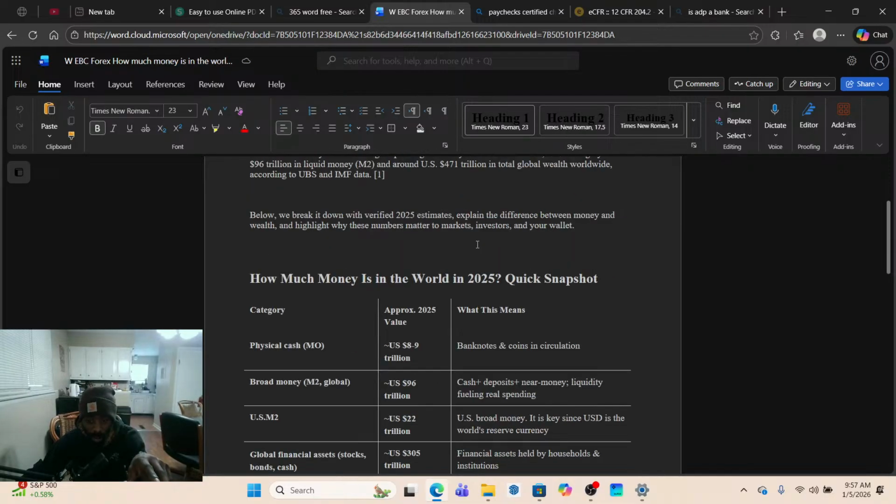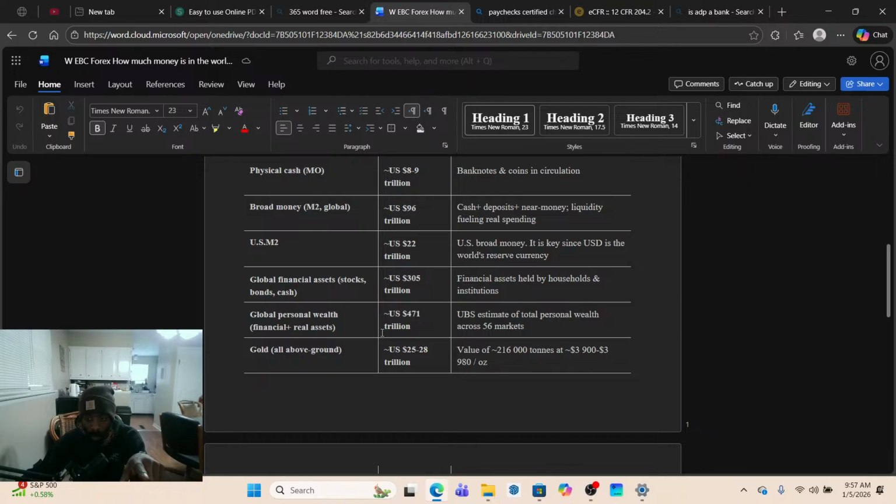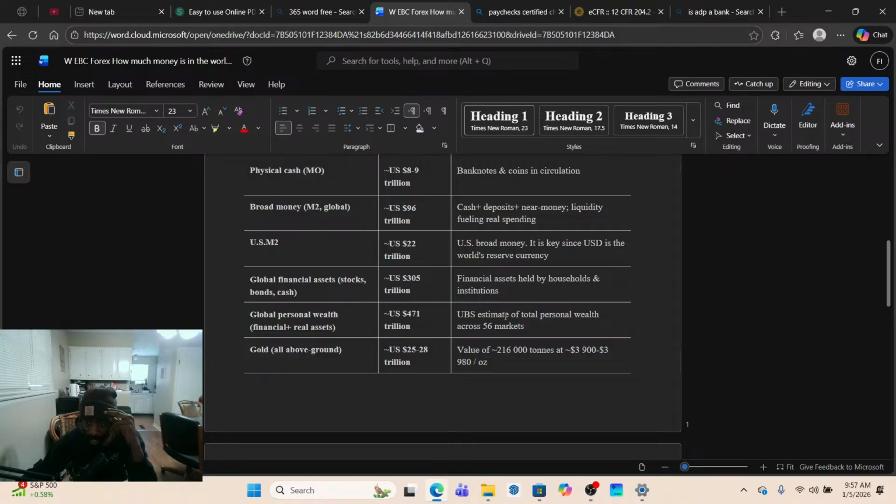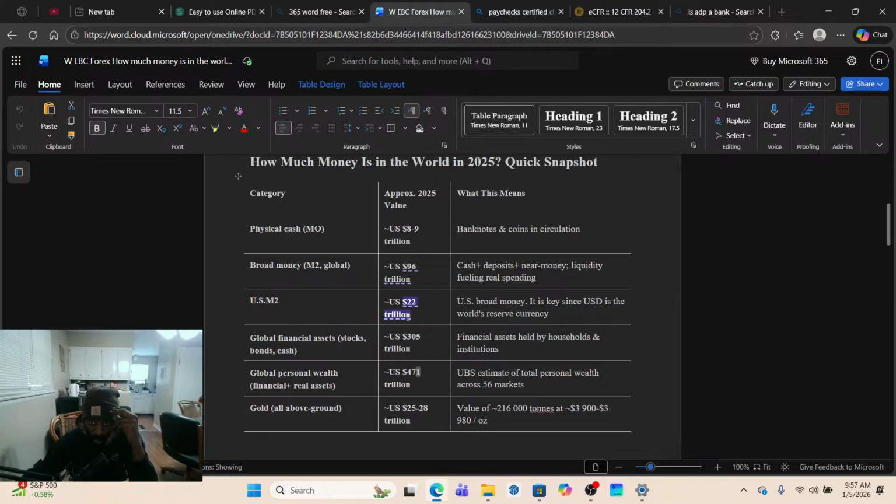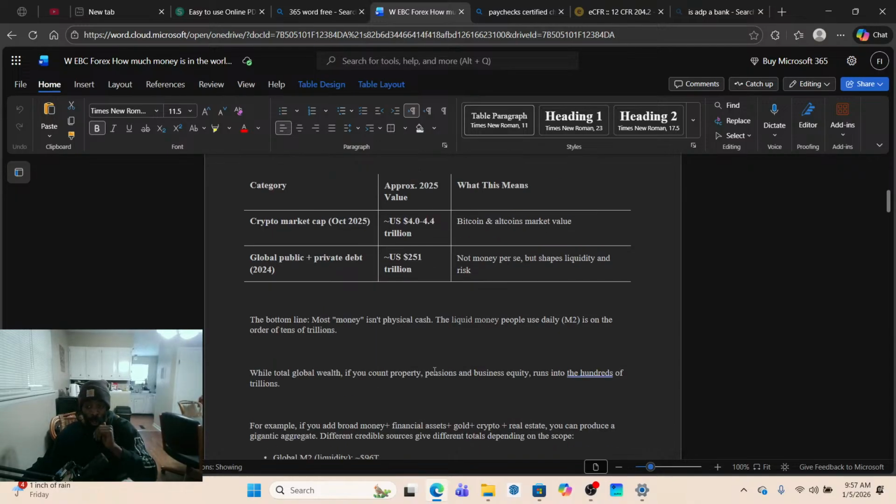Shocking figures. We got to look at this as well. We're seeing 471 trillion, an estimate of total personal wealth across 56 markets, approximate 2025 cash value. Why that's astounding is because the document we just closed said 123 trillion. This says 471 trillion. You see how documents are telling you two different answers. You have to dive in and not just read one article.